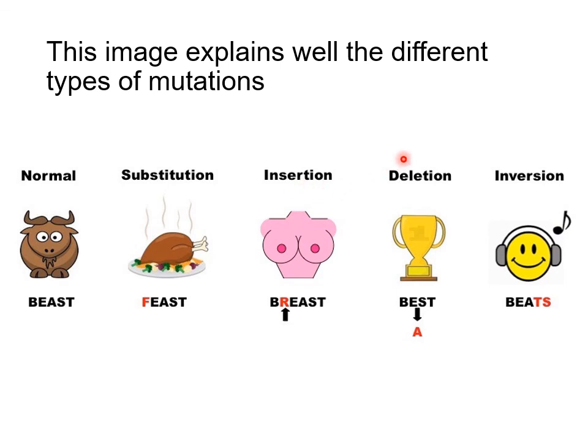This image here explains very well the different types of mutations, taking a non-medical example. You can see the different types of mutations here. This is a normal point mutation with substitution, then frame shift mutations of insertion and deletion. There is one more called inversion, where the position of the nucleotides has been interchanged.